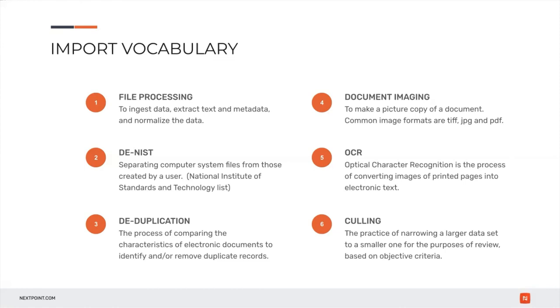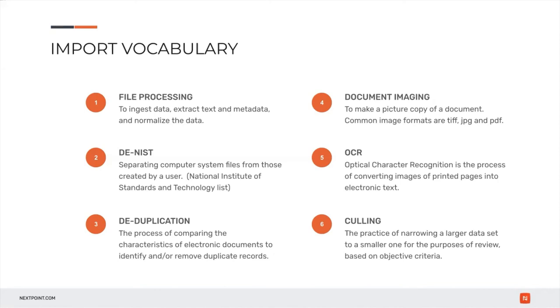Document imaging is making a picture copy of a document. These pictures are often represented in TIFF, JPEG, and PDF formats. These pictures are what you're first going to see visually in the app when doing your document review. It's pretty, it's what the document should look like, what we're accustomed to seeing it look like. If they had any pretty fonts or anything like that, formatting wise, it's going to show up that way.